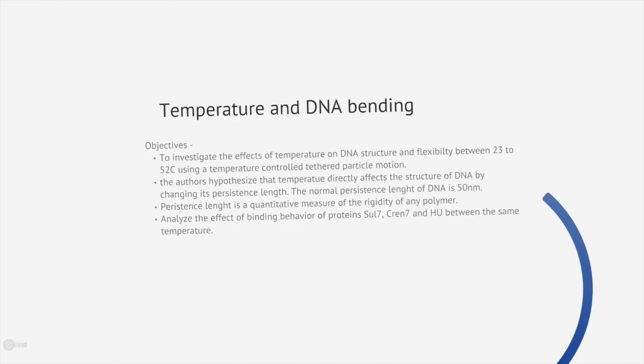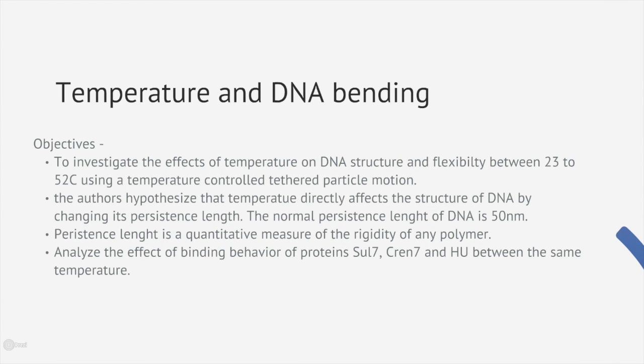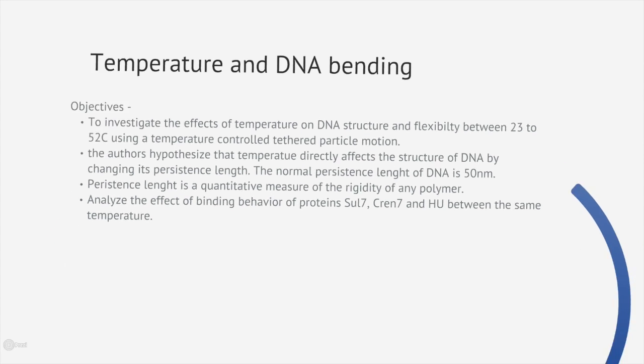The experiment done by the researchers aims to investigate how the flexibility of DNA changes between the temperatures of 23 to 52 degrees centigrade. The authors analyzed this relationship by tracking the change in persistence length. Persistence length, an often used technique in biochemistry, is the quantitative measure of intrinsic rigidity of any polymer.